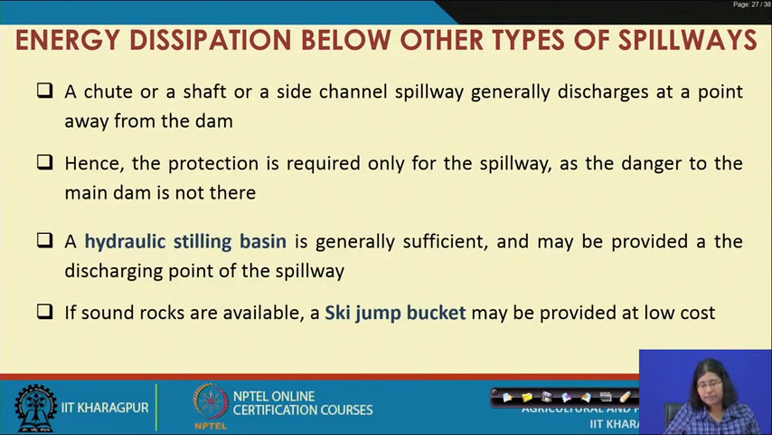Now, coming to energy dissipation below other types of spillway. If the spillway is some other type, how can we solve this energy dissipation problem? First, a chute, shaft or side channel spillway generally discharges at a point away from the dam. Hence, protection is required only for the spillway, as there is no danger to the main dam here. So, in this case, a hydraulic stilling basin is generally sufficient and may be provided at the discharge point of the spillway.